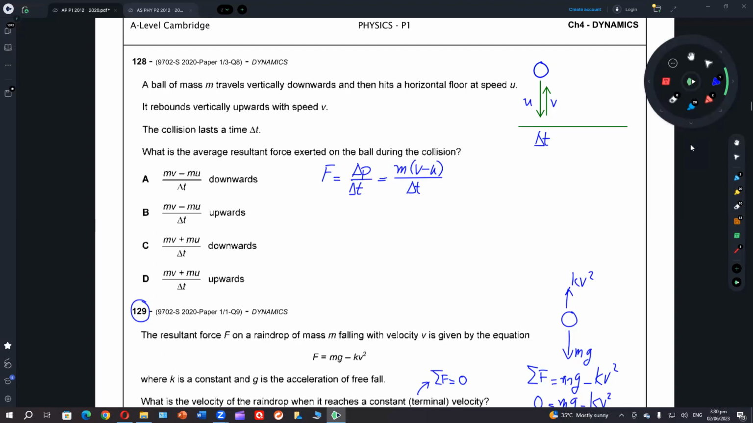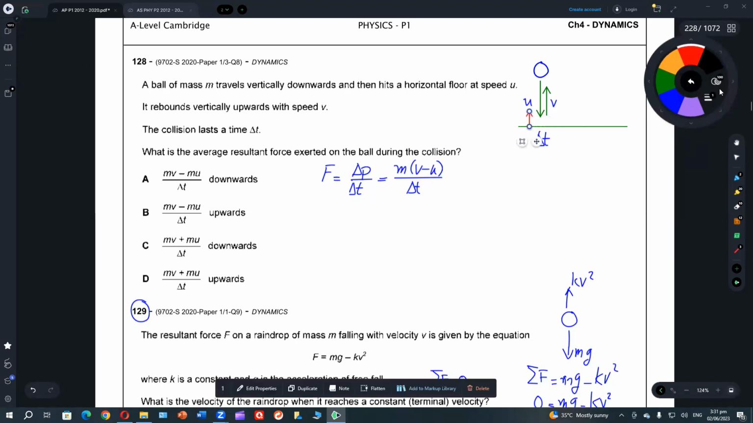The ball is rebounding. If the ball is rebounding, where do you think the force will be acting? The ground will exert the force on the ball, but will the force apply upward or downward? The force is upwards, otherwise the ball won't go up. That's a logical thing, no? So the force should be upward.